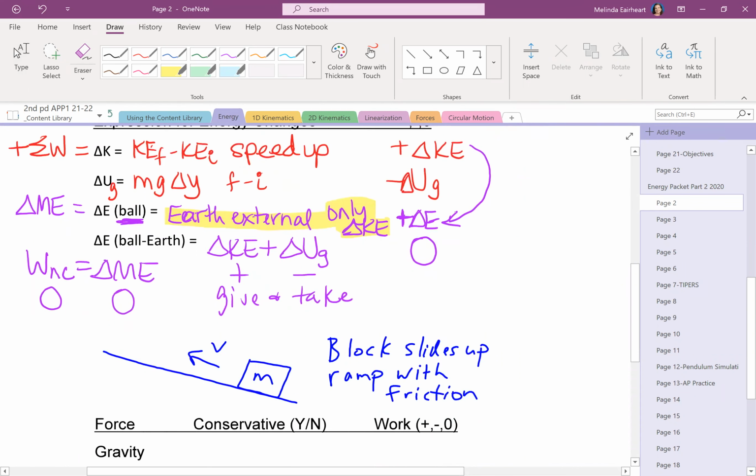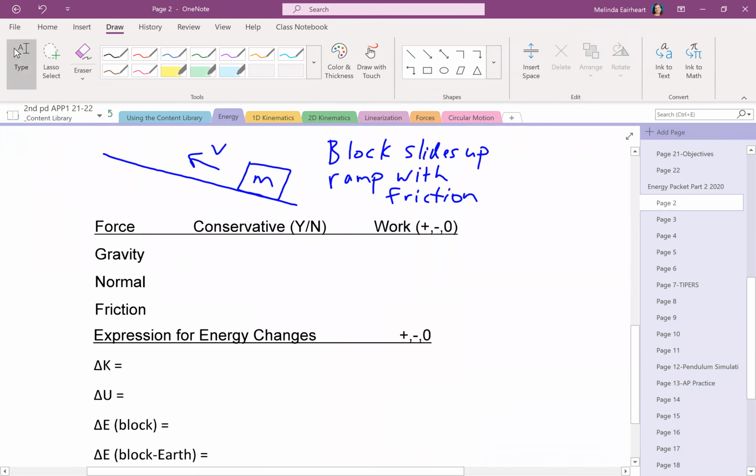All right, next problem. We've got a block, it's sliding up. That matters, right? So the direction of motion, the distance traveled, is going to be up the ramp, parallel. And it says we do have friction, okay? With friction. Maybe tomorrow there's no friction. I would expect half the questions on the AP exam to have friction, half to not, 50-50.